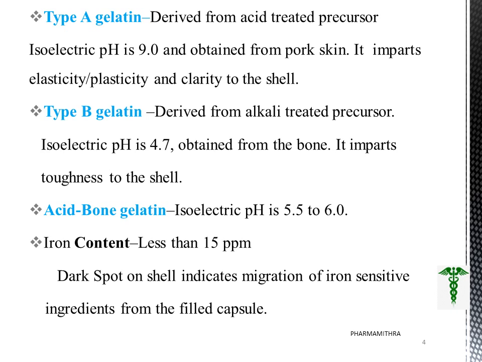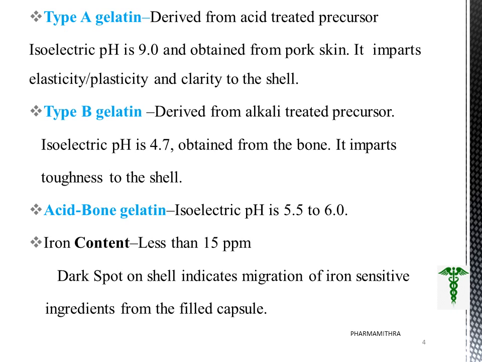Whereas type B gelatin is derived from an alkali treated precursor. So A is related to acid and B is related to alkali treatment. Here, as it is alkali treated, the isoelectric pH is 4.7, and it is obtained from bone, whereas type A gelatin is obtained from pork skin. Type A gelatin is the reason for the elasticity or plasticity and clarity of the shell, whereas type B gelatin is the reason for the toughness of the shell.